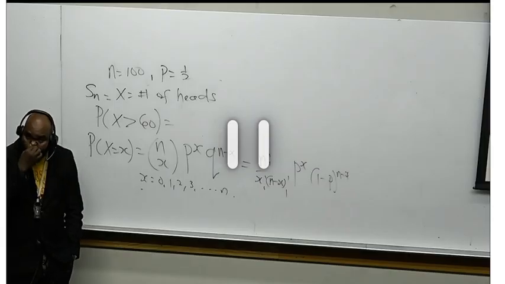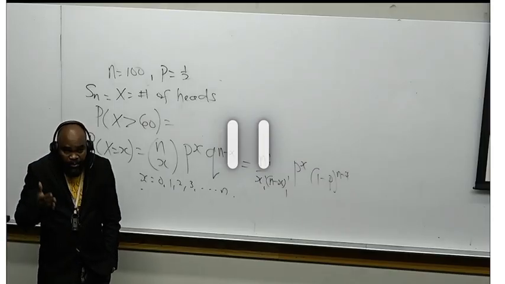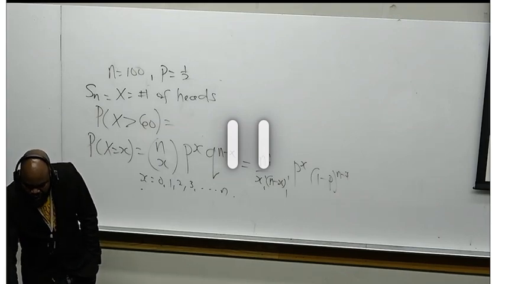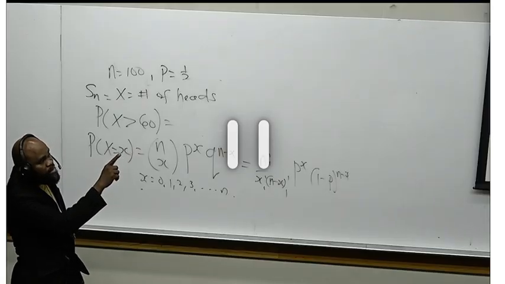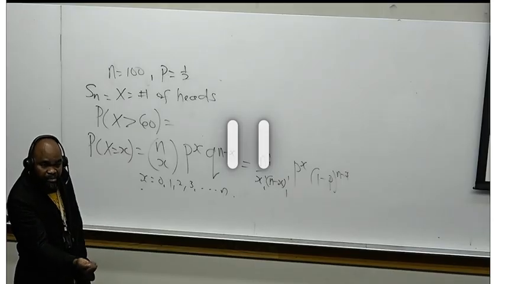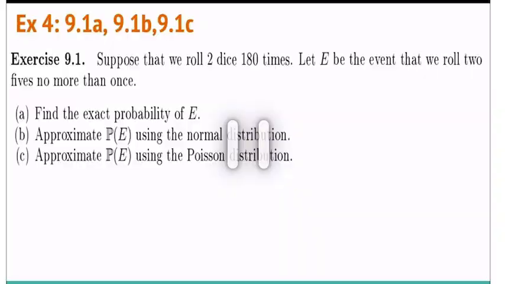I'm going to walk you through how we use binomial, which will give you the exact result. I'm also going to walk you through how we use a normal approximation, and how we use a Poisson approximation. Now let's get started. Look at the problem: we roll 2 dice at a time, 180 times. Event E is the event that we roll 2 5s more than once. I'm looking for 5 and 5 to show up more than once.